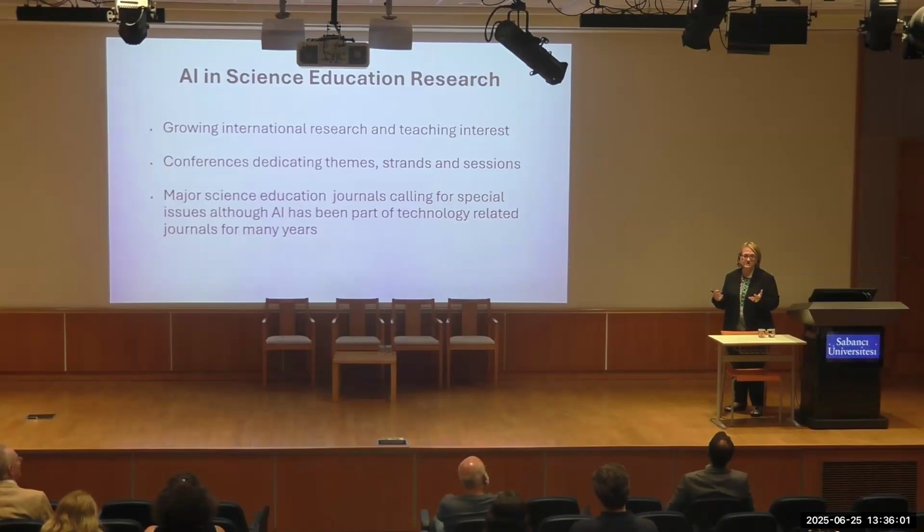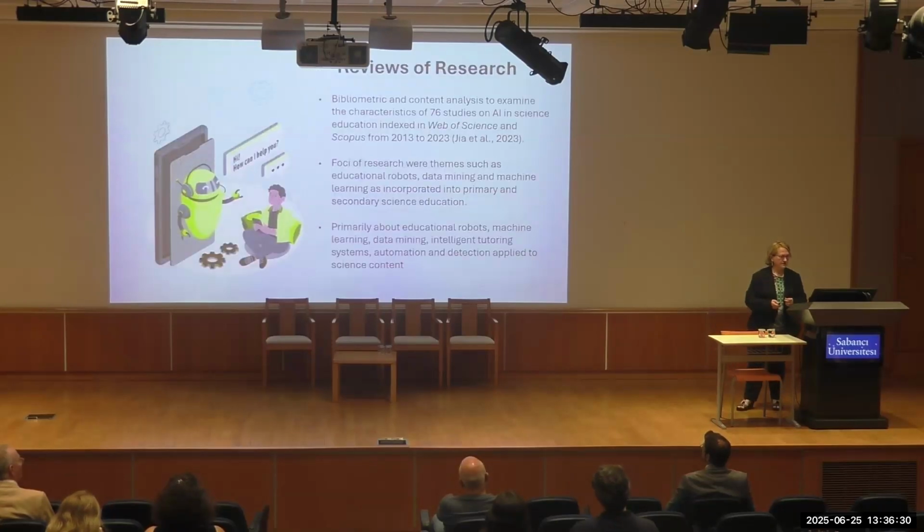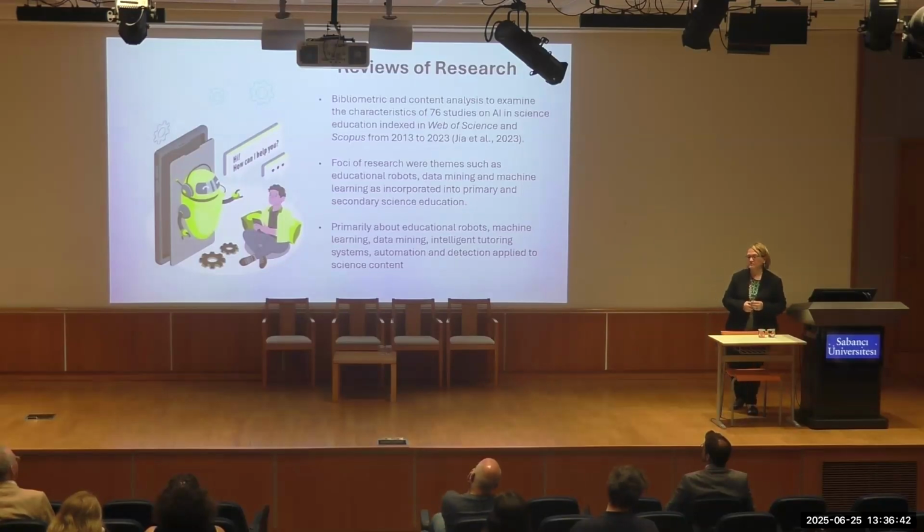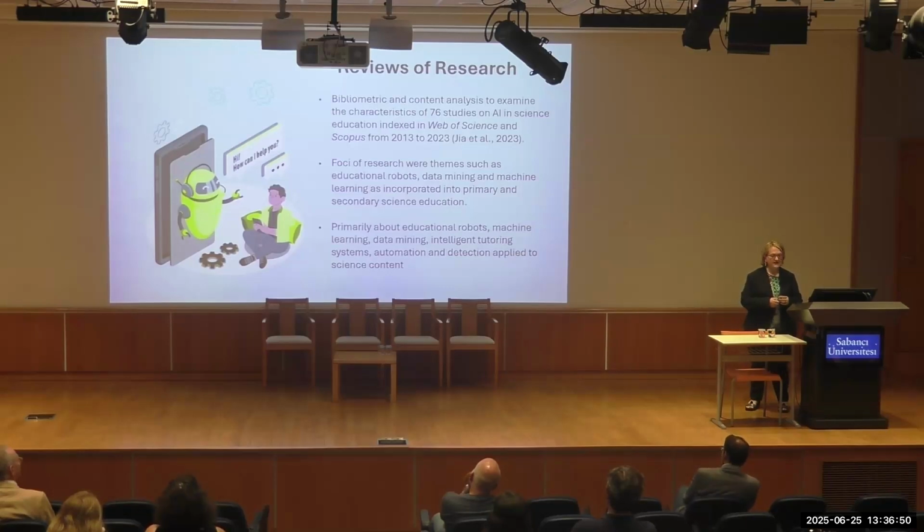So there is a growing international effort in research and teaching on the use of AI in education. We see lots of conferences or talks like this one focusing on AI, conference themes, strands, sessions, a lot going on AI. Science education research journals have only recently begun to address AI in science education. There have been previous efforts in journals on technology education focusing on artificial intelligence and computing, but it's more recent that science education research has begun to pay more attention to AI. And there has been some bibliometric analysis of journal articles based on Web of Science and Scopus publications, for instance, the one that I'm citing here, over a 10-year period.